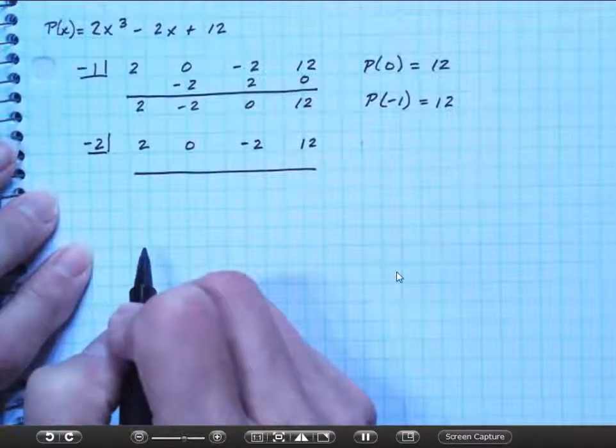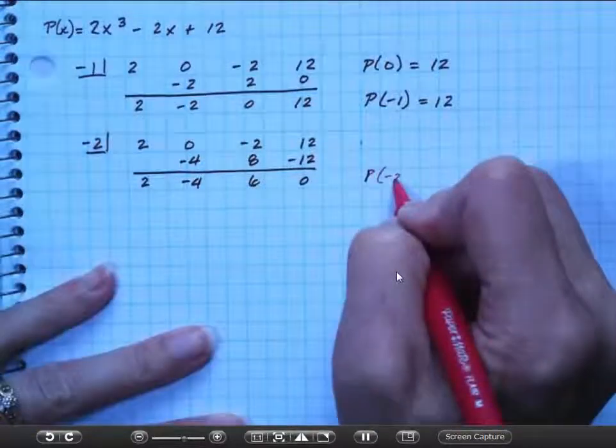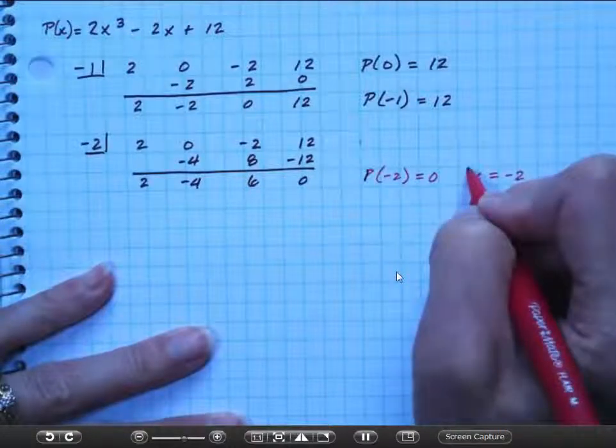So I'm going to bring down 2, and then it works. So that means that p of negative 2 is 0. So that means that x equals negative 2. So I've now found 2 zeros.